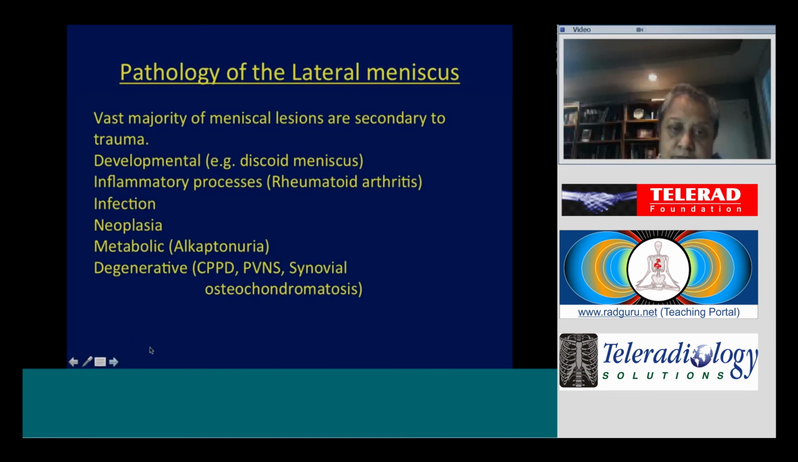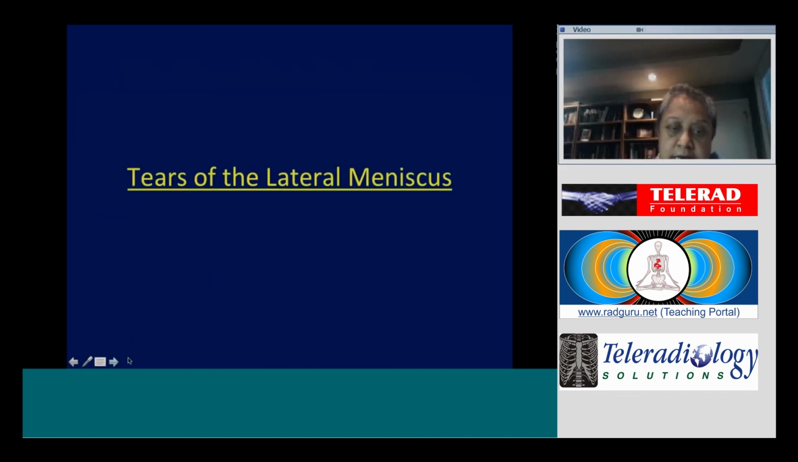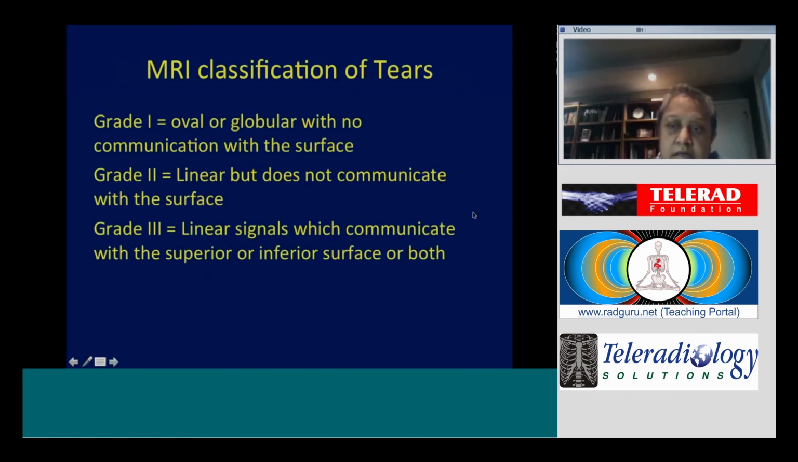Let's look at some tears of the lateral meniscus. Some time ago, radiologists used to classify the increased signal in the meniscus as grade 1 when it is oval or globular but does not communicate with the surface. Grade 2 when it's linear but does not communicate with the surface. Grade 3 are linear signals which do communicate with either the superior surface, the inferior surface, or both.